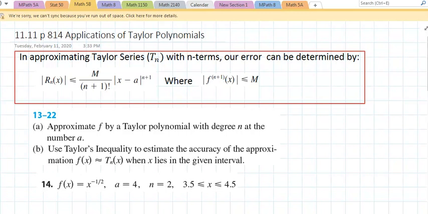11.11 is on page 814. It talks about applications of Taylor polynomials. Now in upper division math, you get to use this. And normally you don't want the infinite. You want a certain number of terms, and they're normally denoted by T sub n.